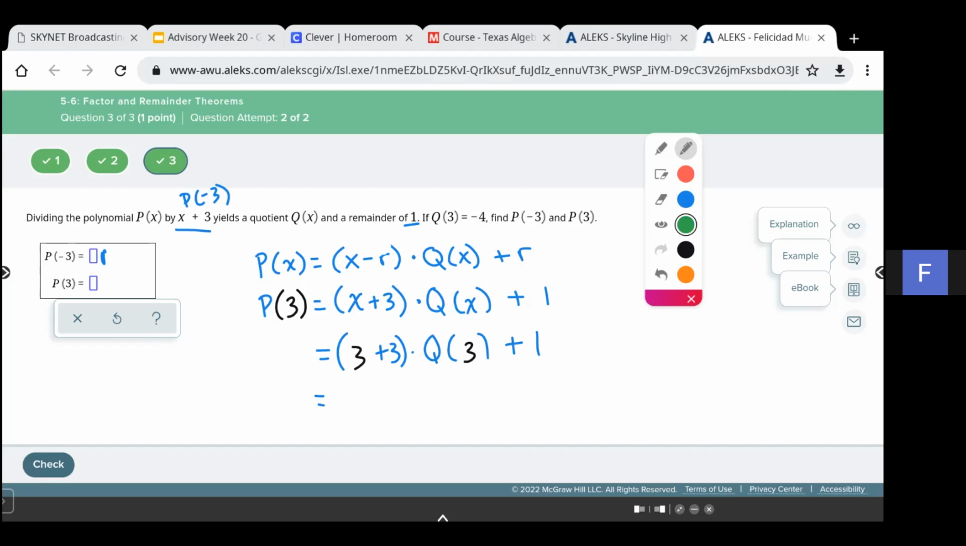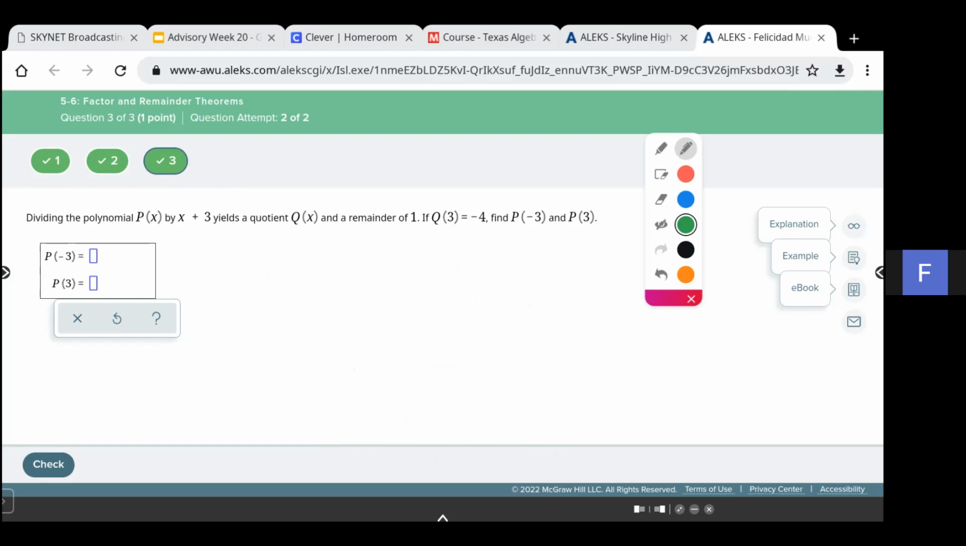Let's just do this in green. So 3 plus 3 is going to be 6. They tell me Q of 3 is negative 4. And I'm going to add 1 for my remainder. So this gets me 6 times negative 4, which is negative 24, plus 1, which equals negative 23. So my answer is going to be 1 and negative 23. I really hope it is.